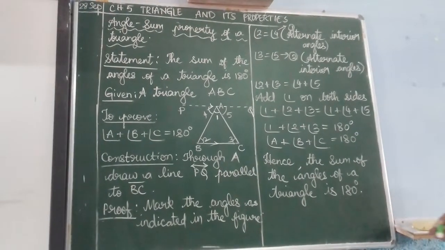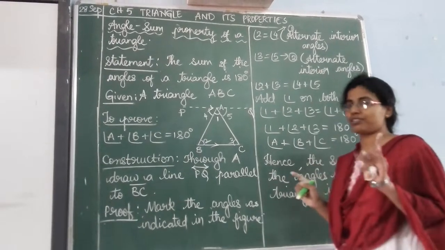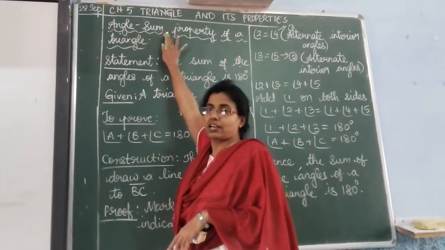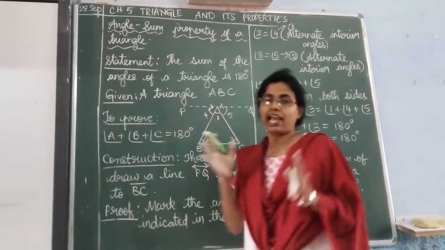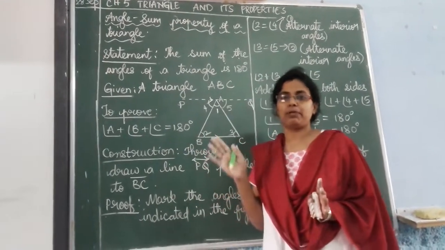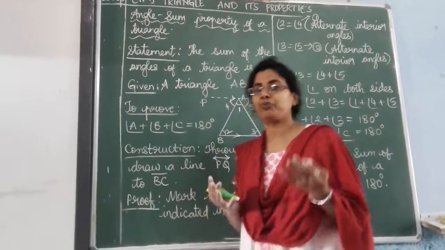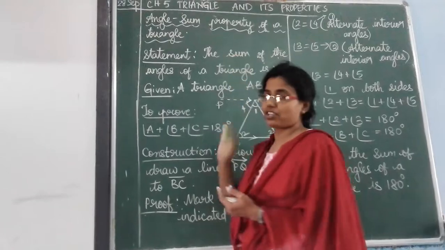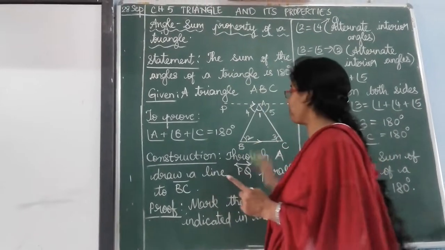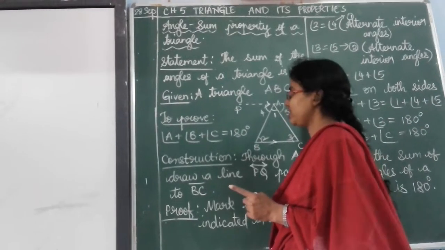Did you understand, children? Okay, let me revise this once for you. Angle sum property of a triangle. Angle, triangle, sum, addition. So angle A plus angle B plus angle C should be equal to 180 degrees. That is what we want to prove. So let's write the first step, which is the statement. The sum of the angles of a triangle is 180 degrees.